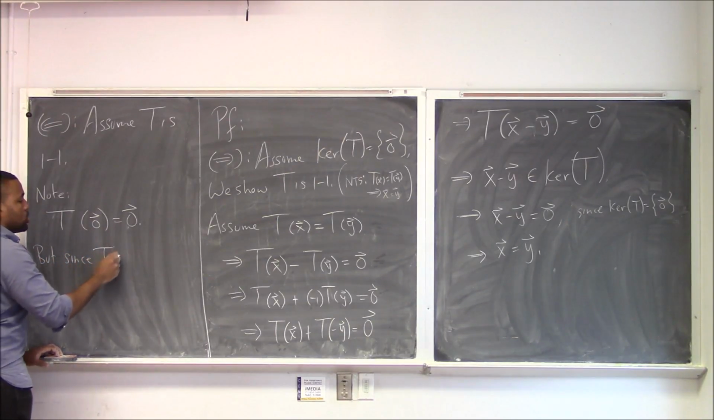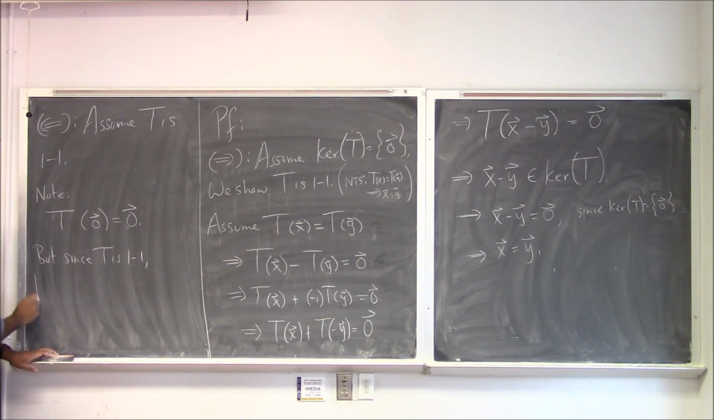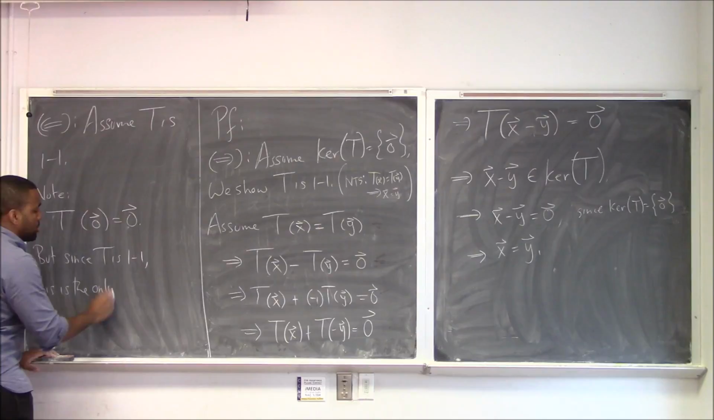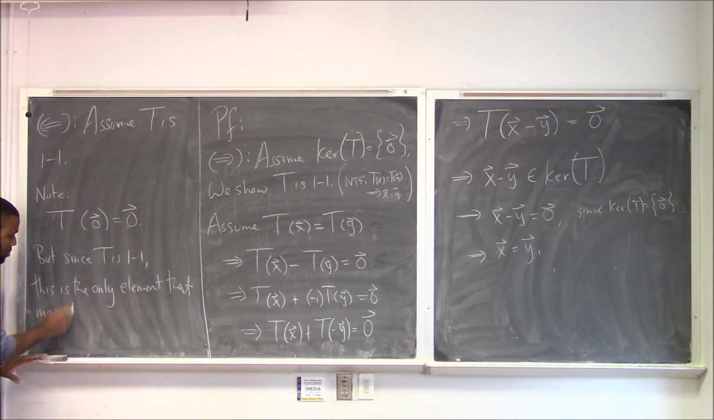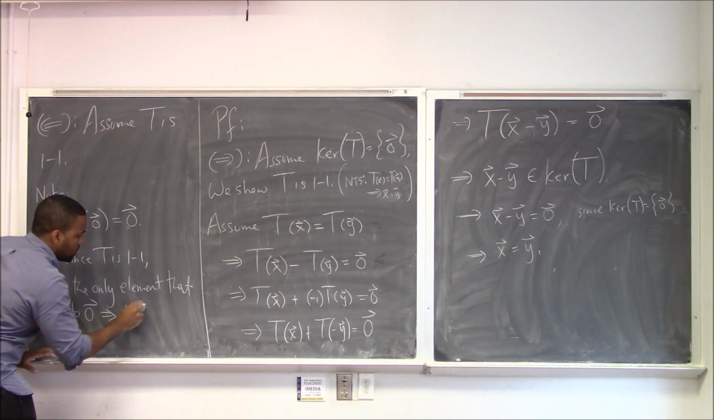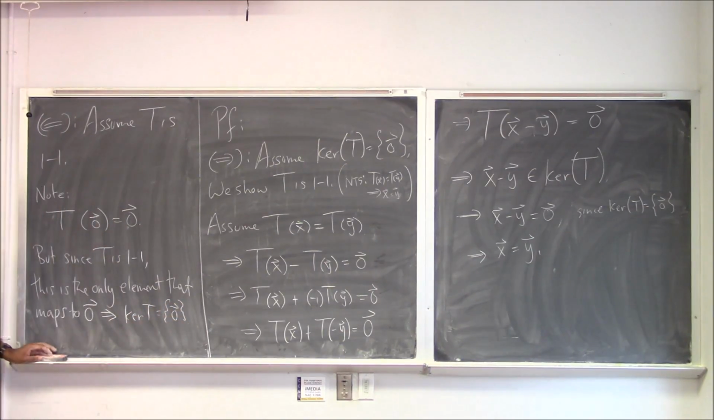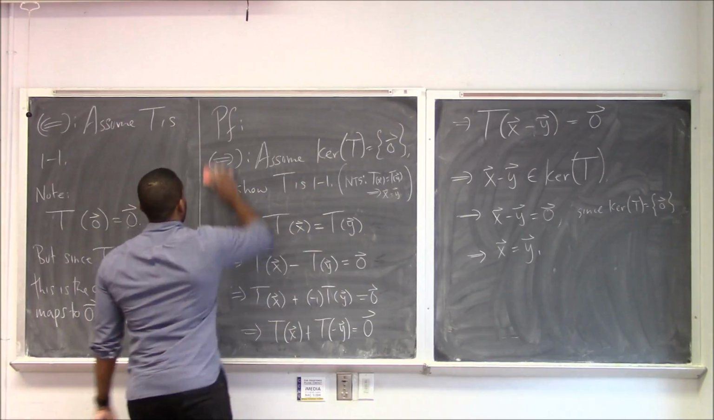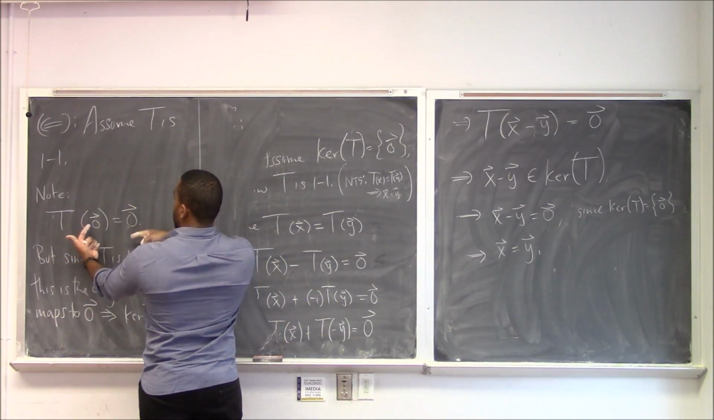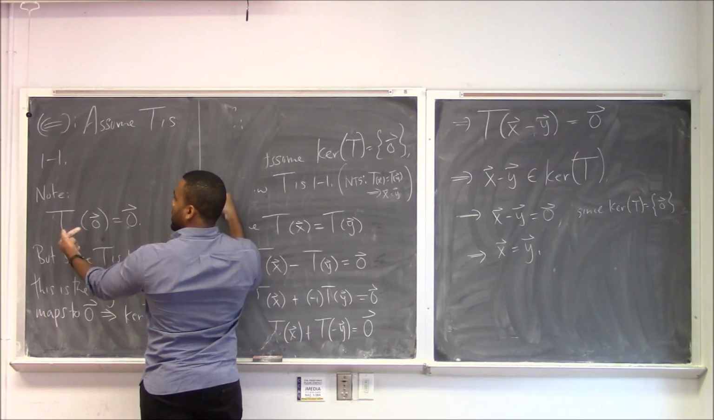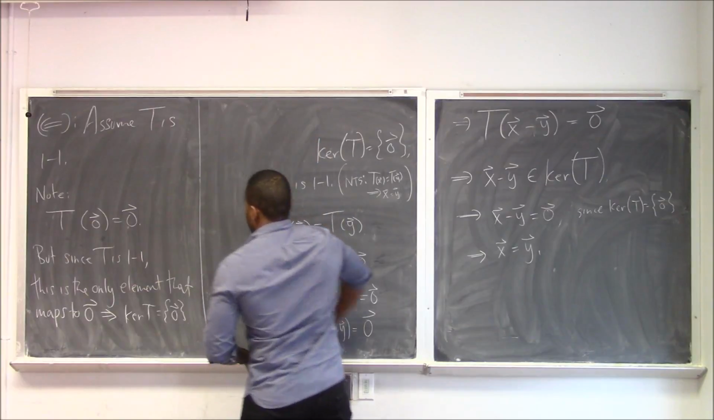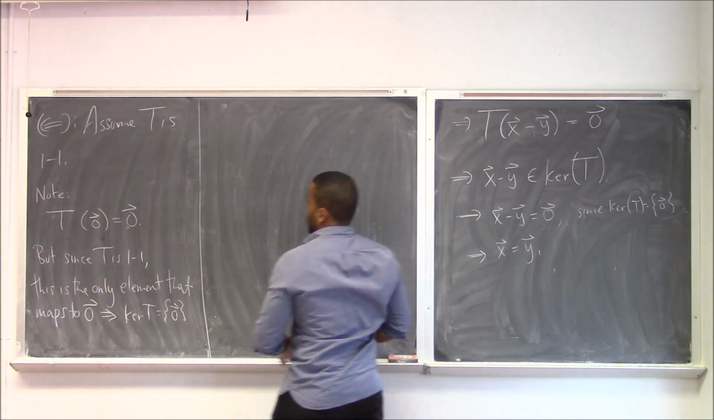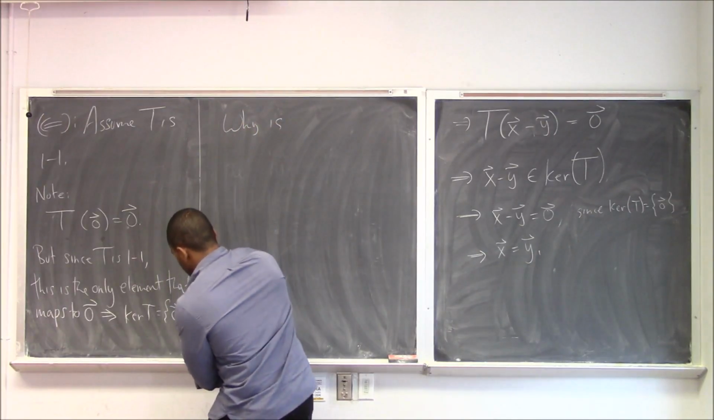But since T is 1 to 1, this is the only element that maps to 0. Which means the kernel is only that guy. Right? So I know the kernel must include that guy, but since T is 1 to 1, that has to literally be the only guy that will solve that equation. Because if I assume there's some other guy that maps to 0, then T of this will be equal to T of that, and then I would imply that those two things are equal because it's 1 to 1, and then you'll be assuming something's not equal, and you'll get a contradiction. So that ends the proof, by the way.